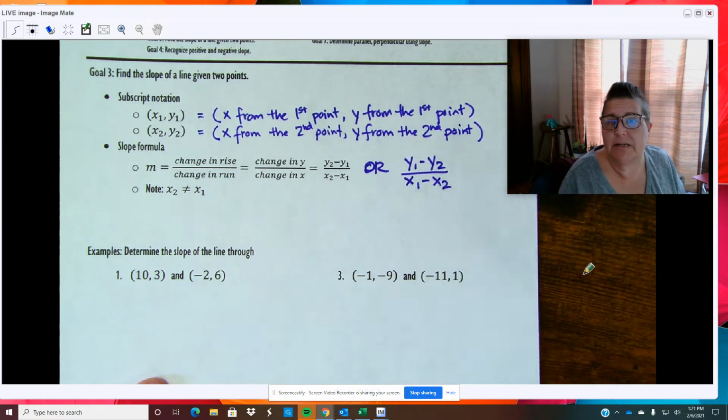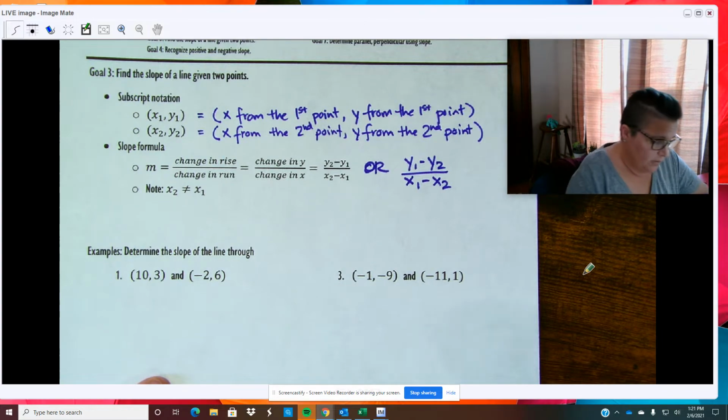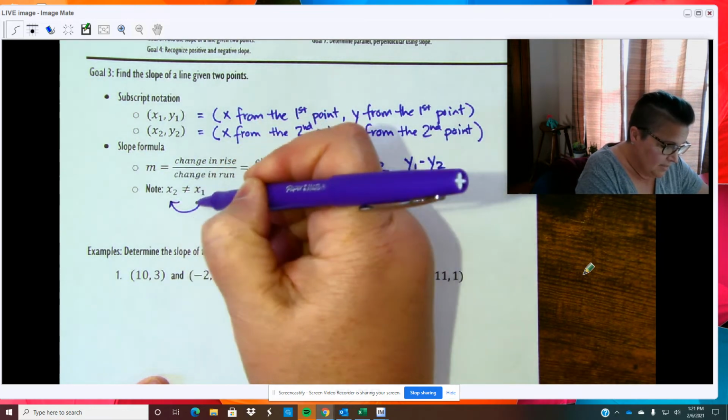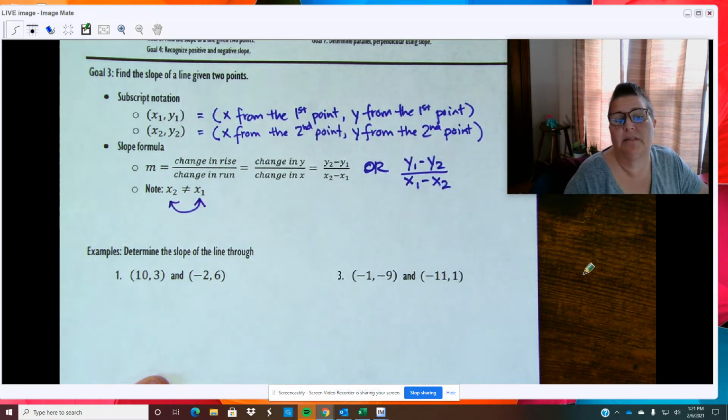So it's always first minus second, or you can do second minus first. The other thing of note is that your x's cannot be the same. If your x's are the same number, if x1 and x2 are the same number, then you set up division by 0, and only Chuck Norris can divide by 0. We cannot. What does this look like in practice?